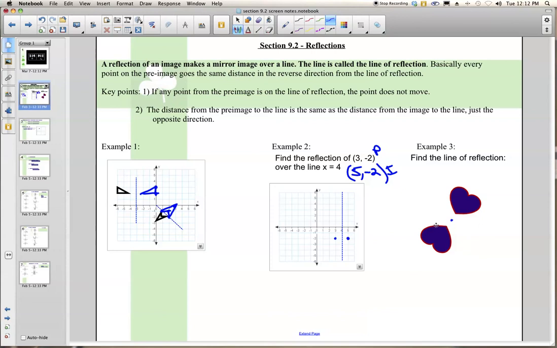Same thing with this one, and you could do that with any of your shapes. If you took this point and this point, the distance in between them, distance in between them, distance in between them, you will quickly start to see a line form. So if you draw in that line, that would be your line of reflection. If your question is on paper, you can simply fold your paper in half so that one of these hearts would land directly on top of the other one, and wherever the crease is in the paper, that would be your line of reflection.